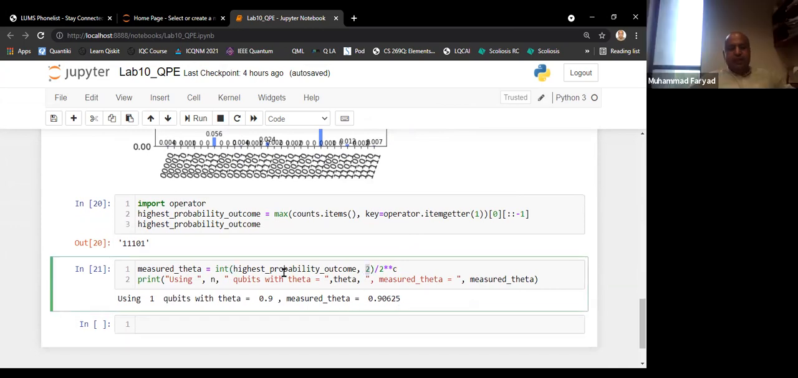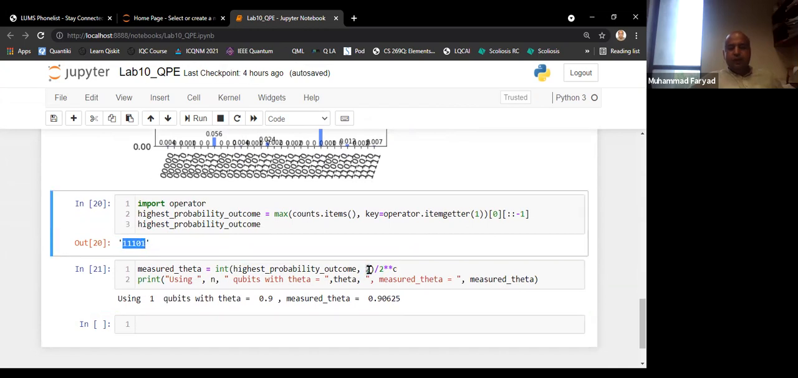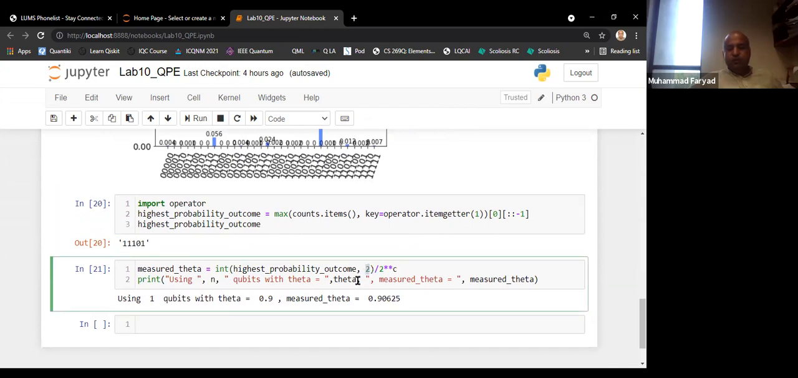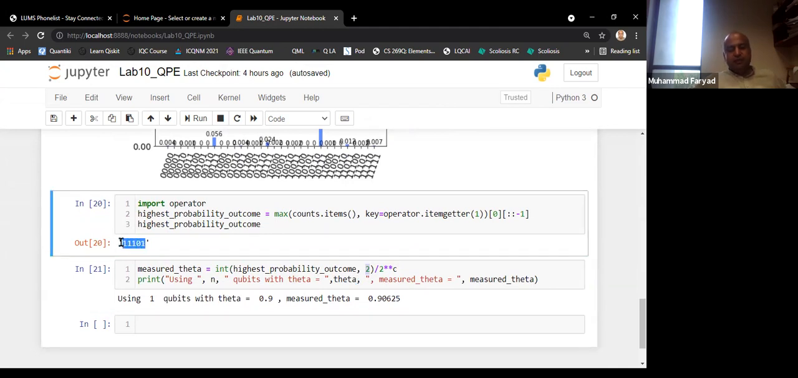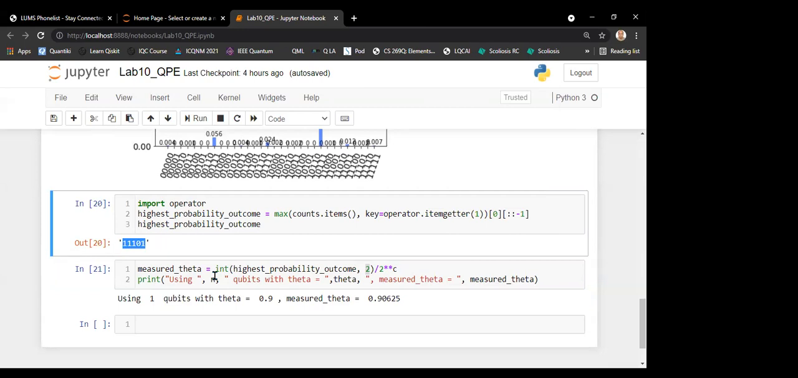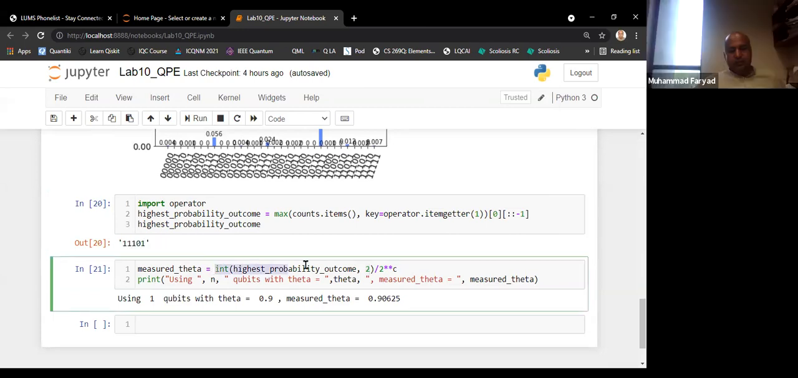So this is telling us that this string 1101 is in binary. This 2 is specifying the base for this number, and then it's converting with this information into an integer. That would be a decimal integer. Yes, so this is in decimal. This is the value in decimal, and then you divide by 2 power c.